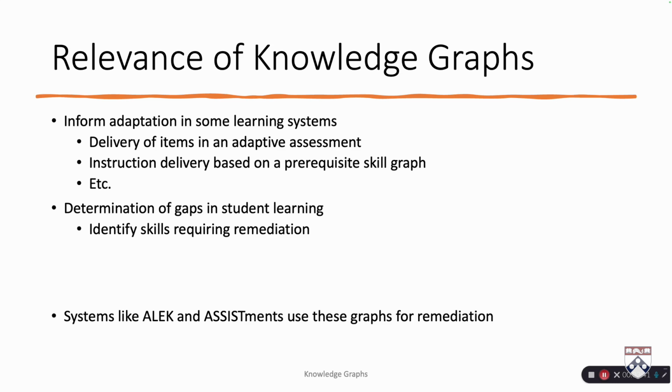Sometimes, for remediation purposes, you may give a student a set of items, a set of skills to assess them on. You notice they are not doing so well. You can traverse the knowledge graph or the skill graph to figure out whether any of those is contributing to their poor success or poor performance in the current work. Many systems use it. Alex uses that. Assessments also uses some of these skill graphs.